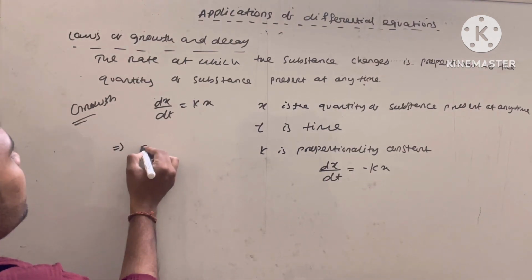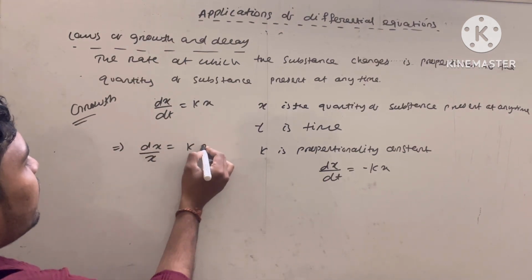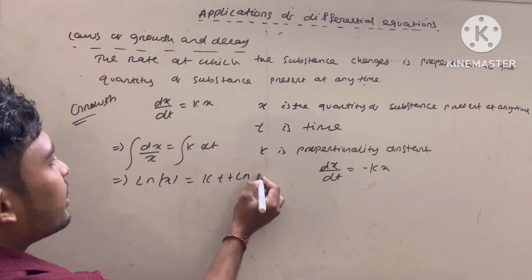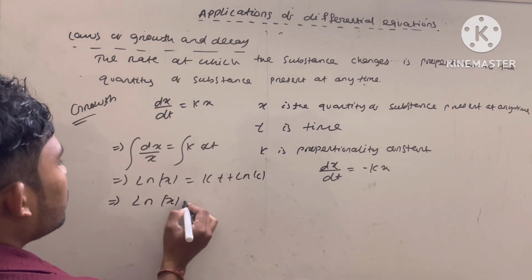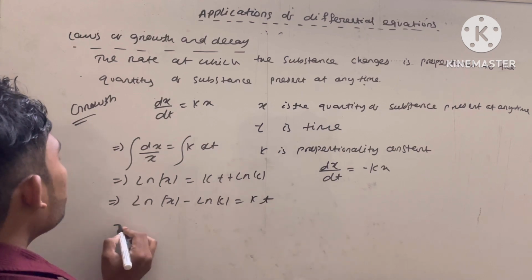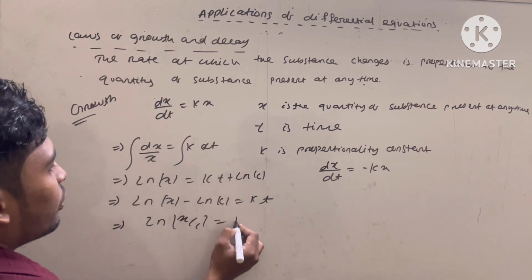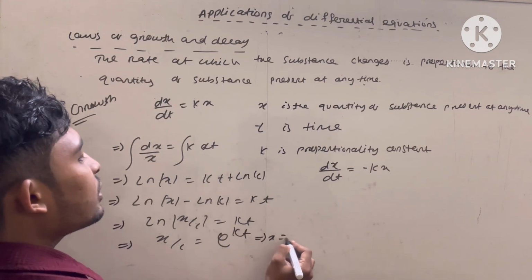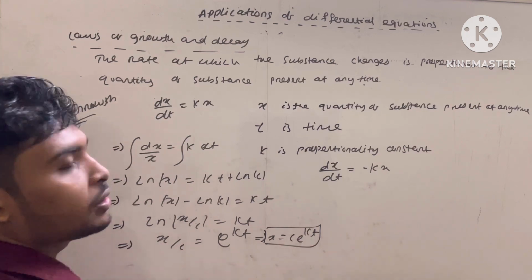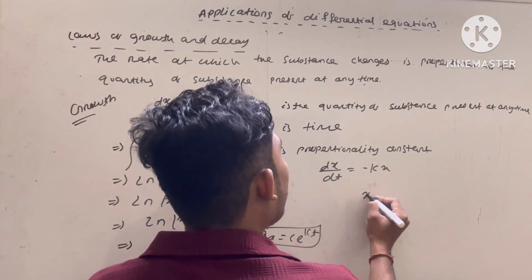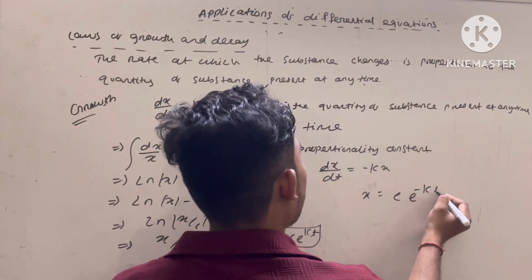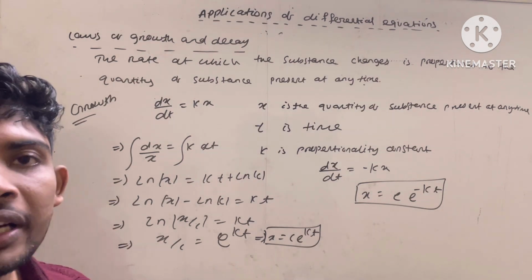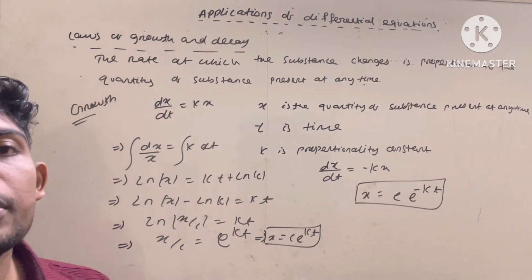What is its solution? Simply dx by x equals k dt. Taking integration on both sides, ln x is equal to kt plus ln c. So ln x minus ln c is equal to kt, so ln of x by c is equal to kt. So x by c is e to the power kt, and x is c e to the power kt. Similarly, for decay, you get x equal to c e to the power minus kt.